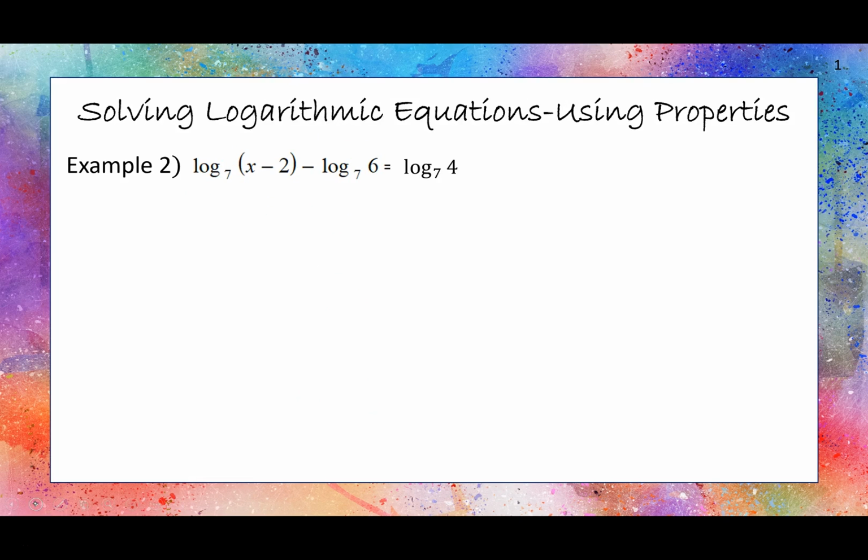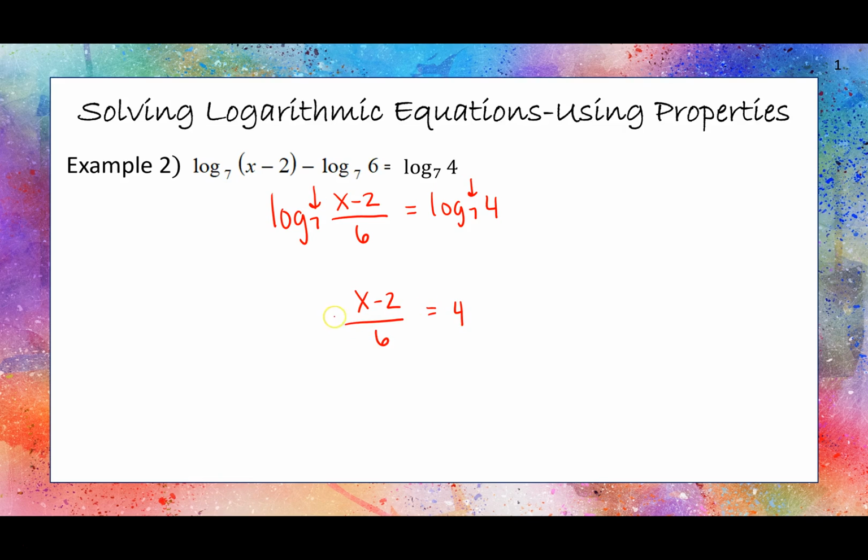Now on this next problem here, you can see that we have subtraction, and so your mind should automatically go to division. From the last video, we learned that we can take subtraction and make it division if we have the same base, which we do. So I'm going to rewrite the left side of the equation as log base 7, and then the x minus 2 goes on top, and then divide by 6. And now I'm just going to rewrite the right side. Okay, so now I both have log base 7, so I can drop the log base 7s and have x minus 2 over 6 is equal to 4.